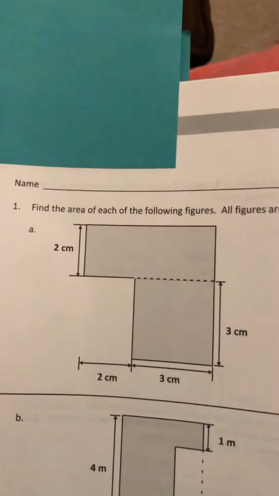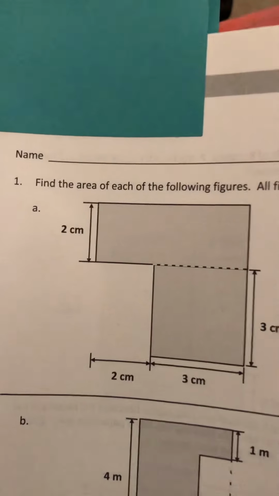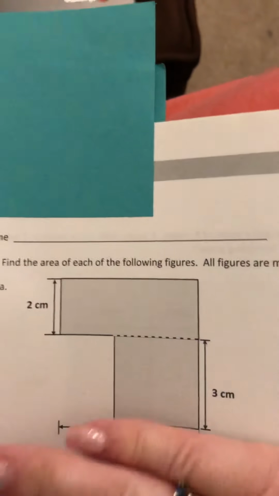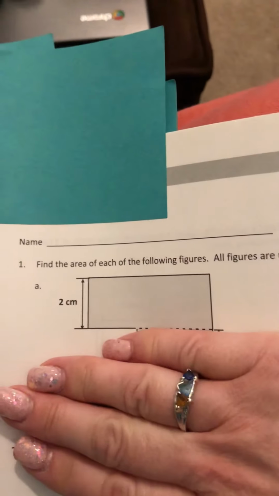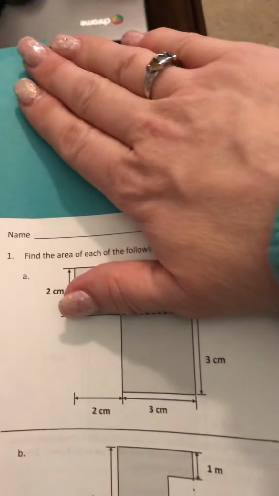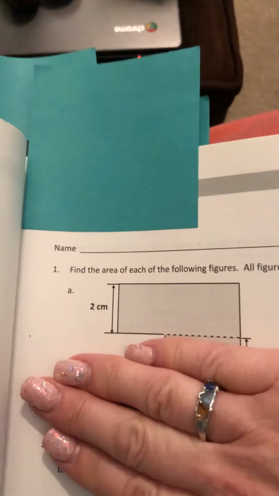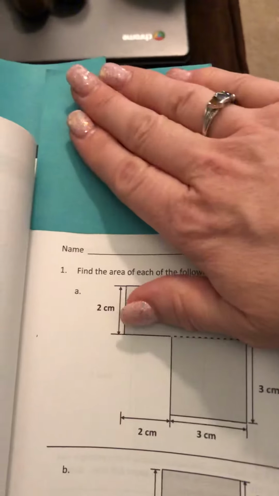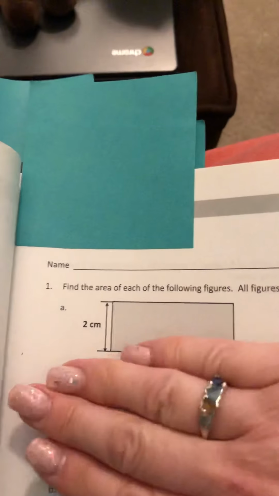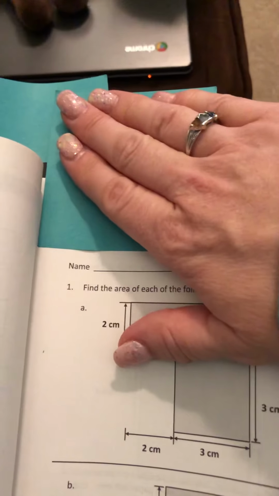So we already know how to find the area of a rectangle and a square. These shapes, if you look at them, if I cover this up, this is just a rectangle. And if I cover this part up, this is just a square. So if you know how to find the area of a rectangle and a square, you can find the area of this, because all you're doing is finding the area of this piece and the area of this piece. And then I just need to put them back together.